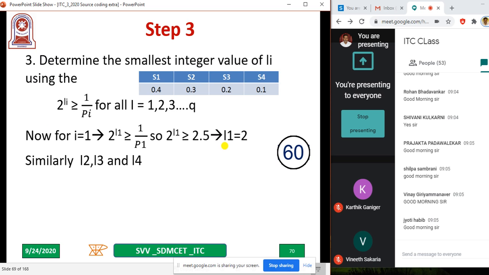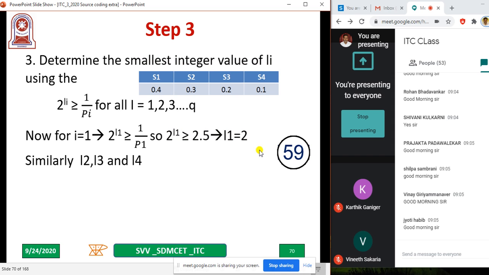Third step. Determine the smallest integer value of Li using 2 raised to Li is greater than or equal to 1 by Pi. Let us take the first one. For i equal to 1, 2 raised to L1 is greater than or equal to 1 by P1. What is the P1 value? 0.4. 1 by 0.4 will become 2.5. So L1 should be such that 2 raised to L1 is greater than or equal to 2.5. If I take 1, 2 raised to 1 is 2. If I take 2, it becomes 4. 4 is greater than or equal to 2.5. Sir, can I take 3 or 4? No. What were we told? The smallest integer value of Li which will satisfy this. Therefore, L1 equals 2.